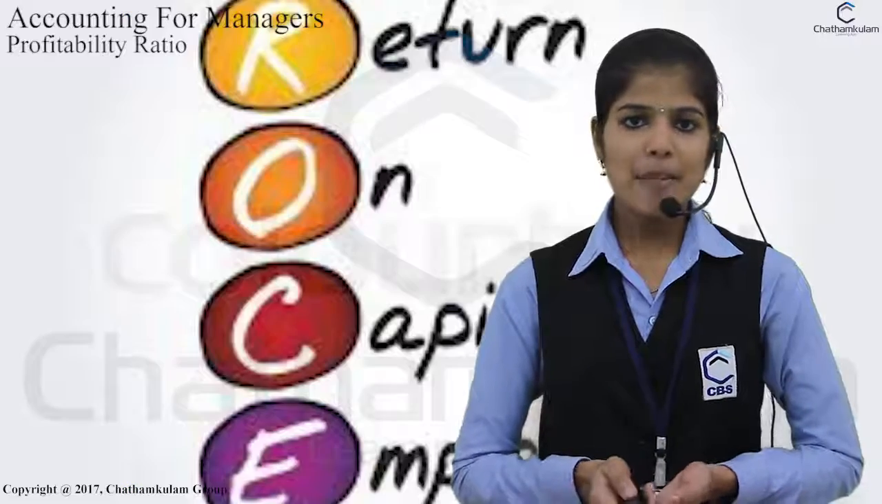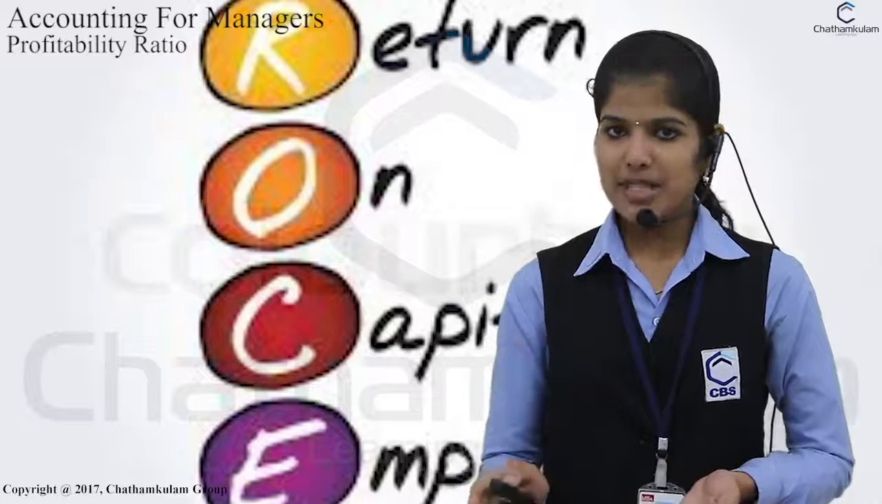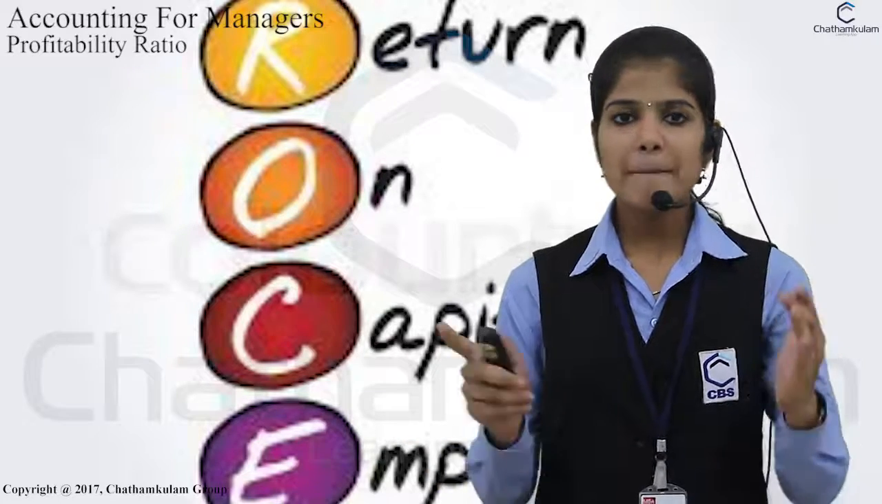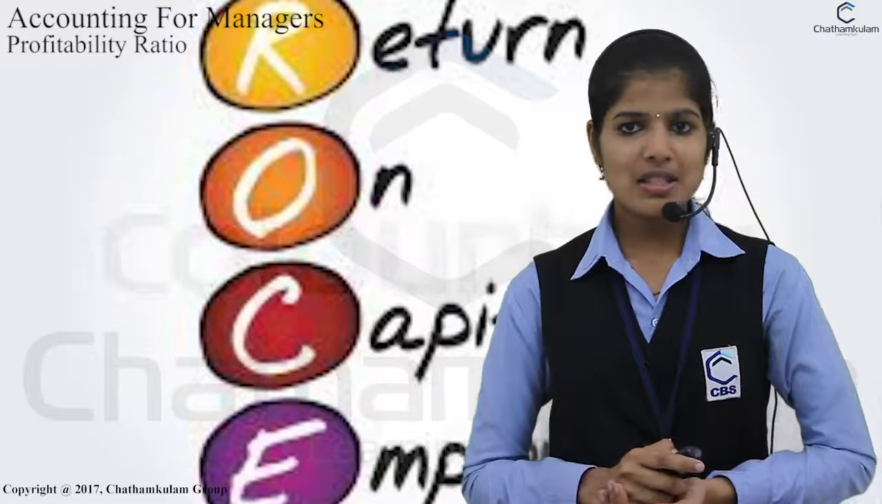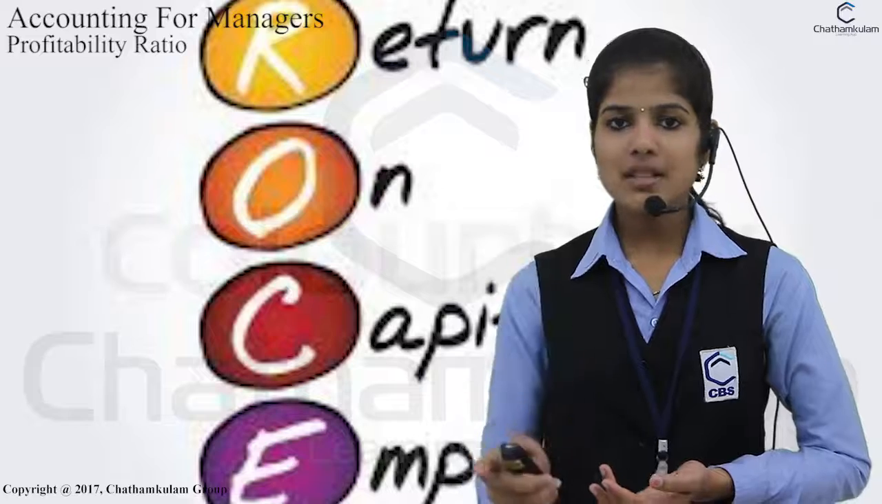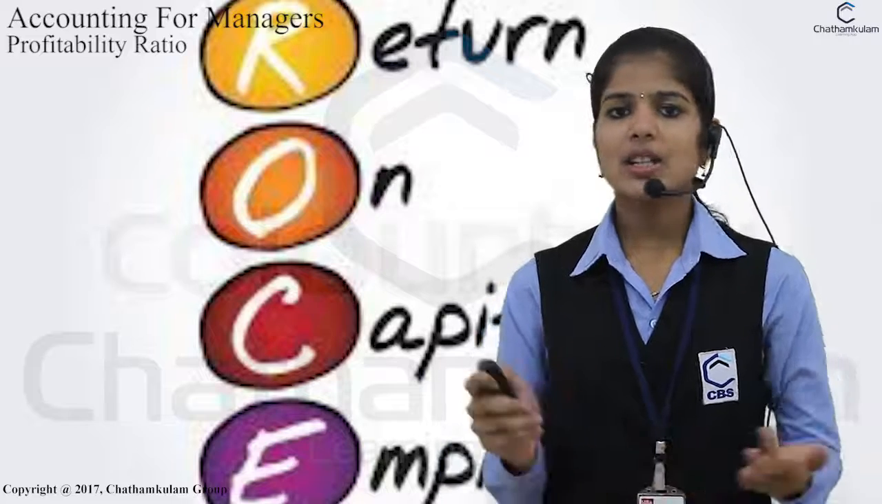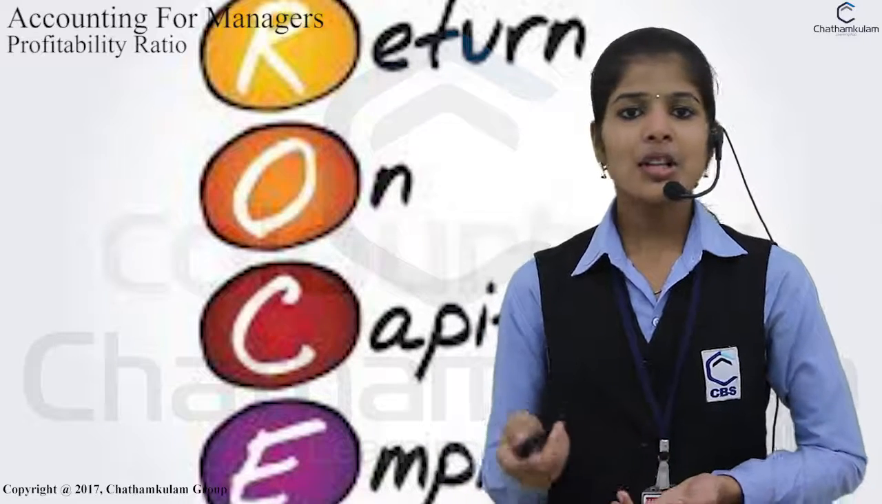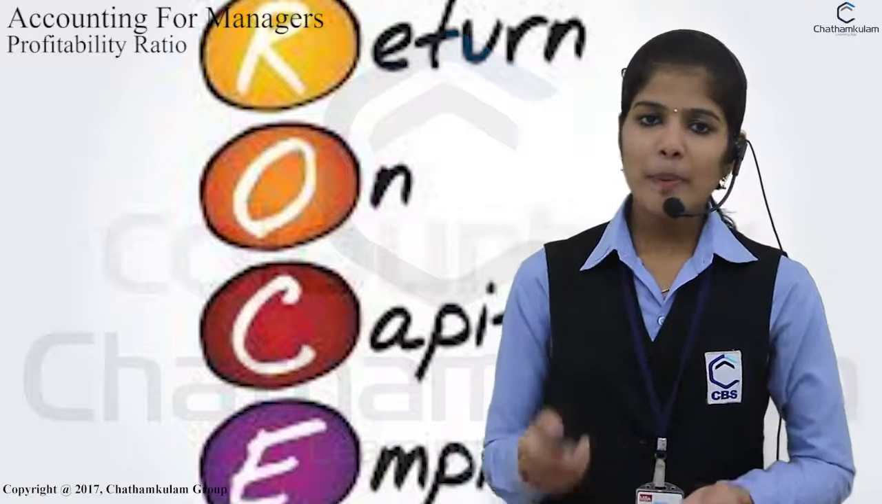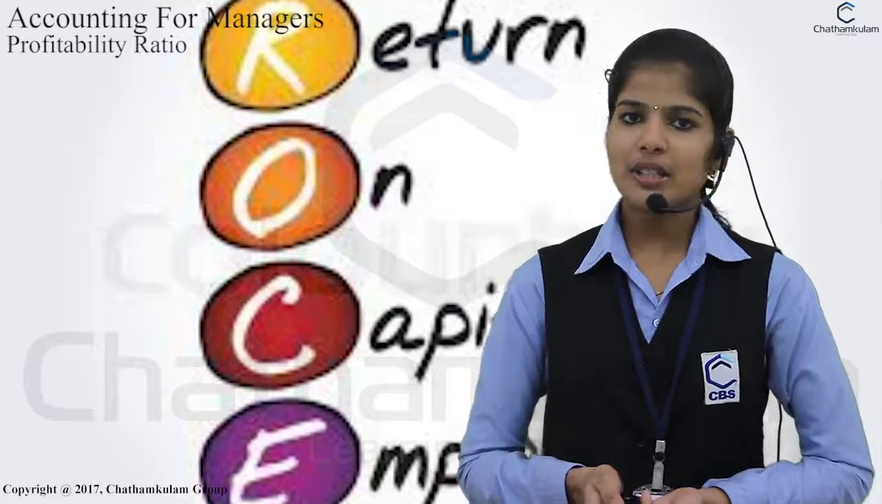Capital employed is equal to the share capital plus reserves and surplus plus long-term loans minus the non-business assets and fictitious assets, or equity plus non-current liability. Or otherwise, we calculate it by total assets minus current liability. Operating profit is the profit before interest and tax.